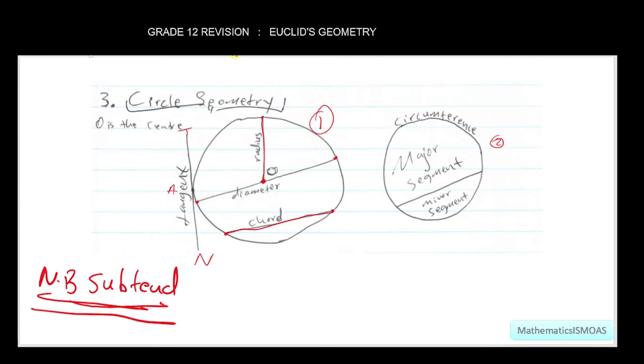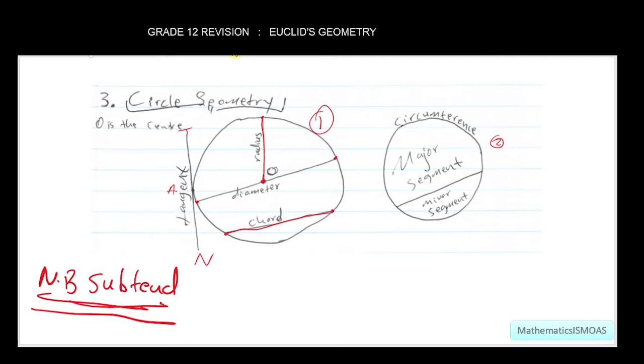Now, we've been talking about the circumference of the circle. What is the circumference of the circle? It is simply the perimeter of the circle, the distance around the circle. Circumference, we are talking about the perimeter of the circle.